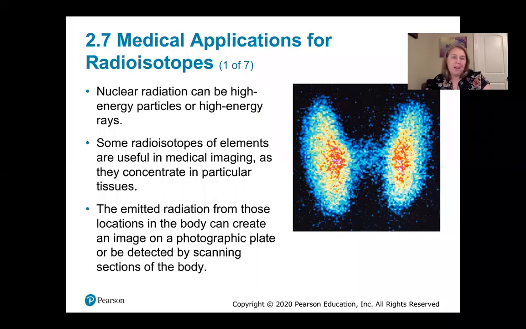All right, here we have chapter 2, section 7, last section of the chapter. So now we're going to talk about how all of this radiation and these radioisotopes apply to medicine.